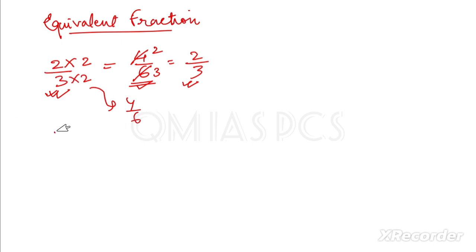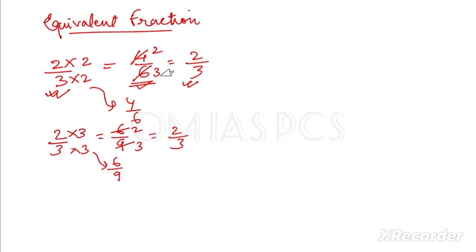One more thing. 2 by 3 multiplied by 3, here it is 6 by 9. You can do the same thing: you can reduce this by dividing. The common factor is 3. You can divide by 3, it will be 2. You can divide by 3, it will be 3. So it is 2 by 3. So you can say 6 by 9 is also an equivalent fraction of 2 by 3. Similarly, you can find infinite equivalent fractions of any fraction, right?